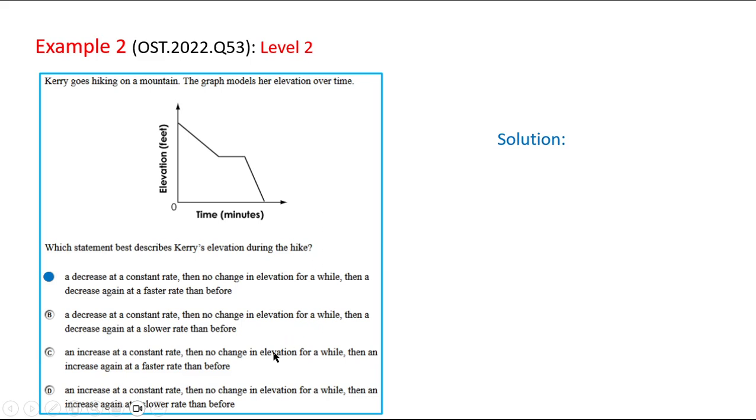Let's look at the other options. A decrease at a constant rate, which is true. Then no change in elevation for a while, that's true. And then a decrease again at a slower rate than before. Slower rate is like this. It's going to take her much more time to get to the ground. So that's also not an option. An increase at a constant rate, no. She wasn't increasing. That's decreasing. So this one is no, and this one is also no.